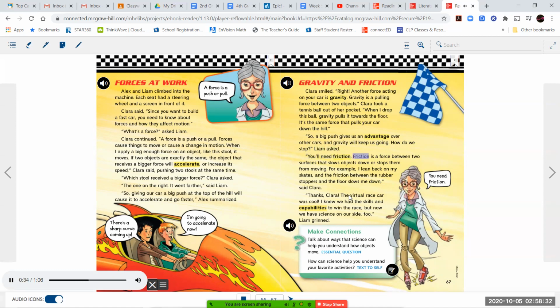"You'll need friction. Friction is a force between two surfaces that slows objects down or stops them from moving. For example, I lean back on my skates, and the friction between the rubber stoppers and the floor slows me down," said Clara. "Thanks, Clara. The virtual race car was cool. I knew we had the skills and capabilities to win the race, but now we have science on our side too," Liam grinned. "You need friction."